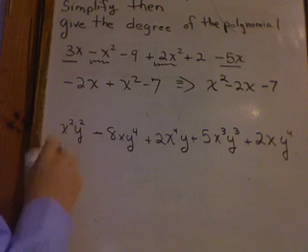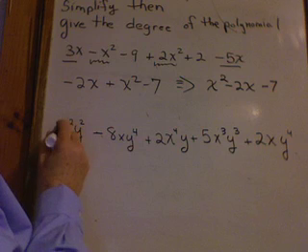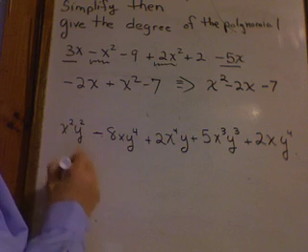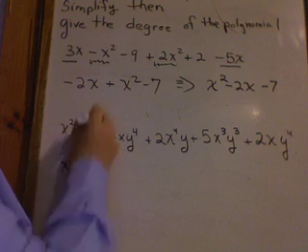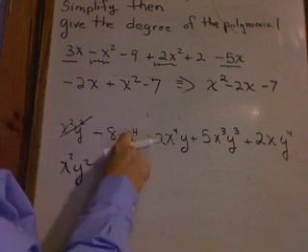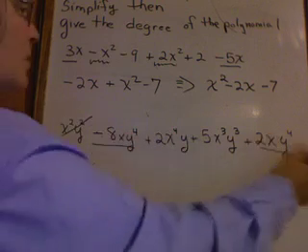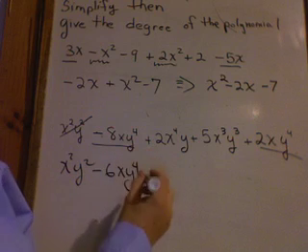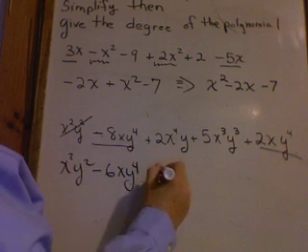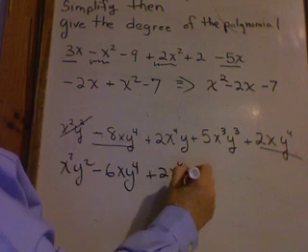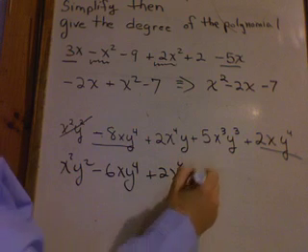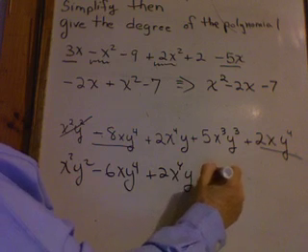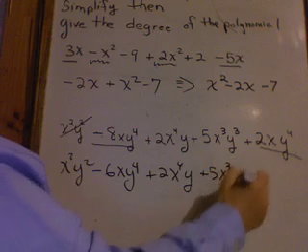First, let's simplify. So let's look. Do we have any other x squared y squareds? Nope. All right, so we'll write that down. X squared y squared. What about xy to the 4th? Oh. There's another one there. So how about minus 6 xy to the 4th, plus 2x to the 4th y, and 5x to the 3rd y to the 3rd.